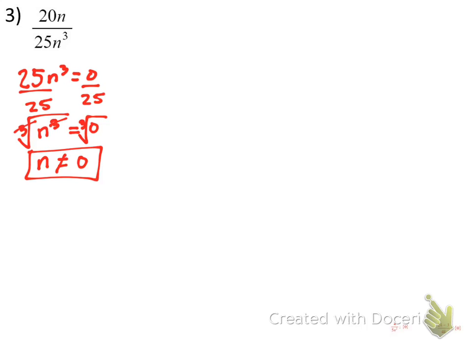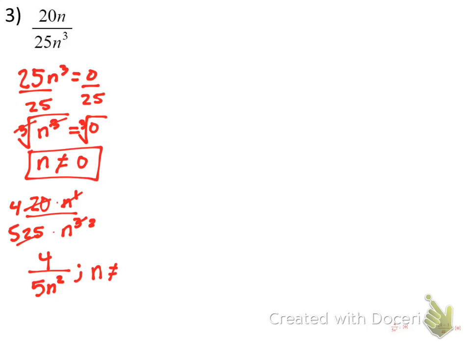You need to simplify your original problem. So remember, it's like saying 20 times n over 25 times n cubed. We know that 5 goes into both 20 and 25, 4 and 5. We have n to the first in the numerator, cross out n to the first. And then we have n squared in the denominator, so we have 4 over 5 n squared. It's a simplified form; include our excluded values, which is n is not equal to 0. We don't want that, okay?